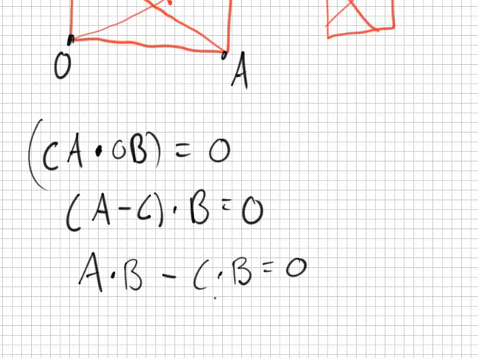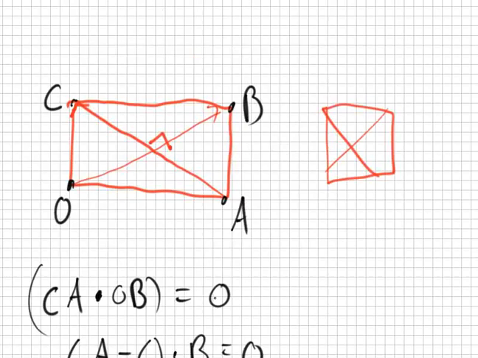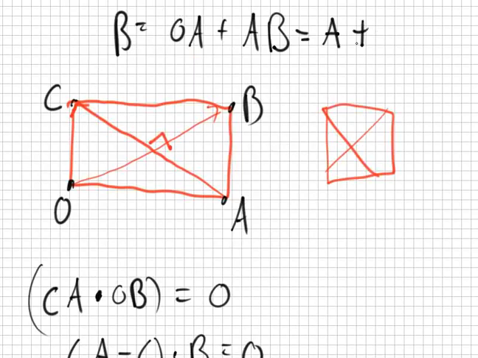Alright. I would like to keep with A and C, so I need to change my B. So what can I say B is equal to if I just want to use my A's and my C's? I could say B is equal to OA plus AB. Yeah? And what does OA equal? A. And what does AB equal? C. Yeah, OC, C. So I can just replace B with A plus C. That's what I'm going to do.